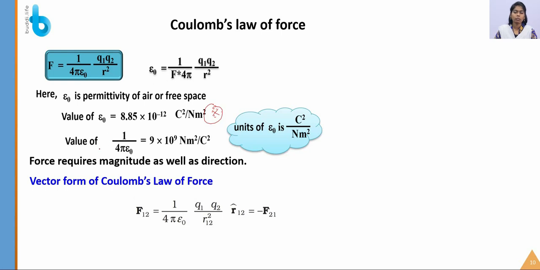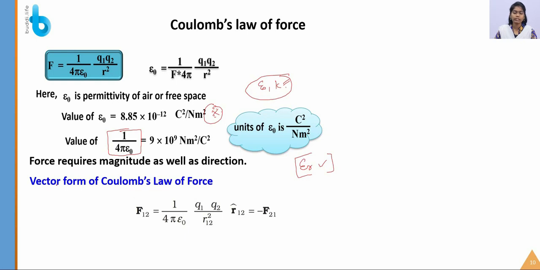And then what is the value of K, which is 1 by 4 pi epsilon naught. When the medium is given, epsilon naught R is also given in your question paper. These values, epsilon naught and K, you will also find in the question paper. Okay, these values are already given in your question paper, so no need to worry about remembering them.